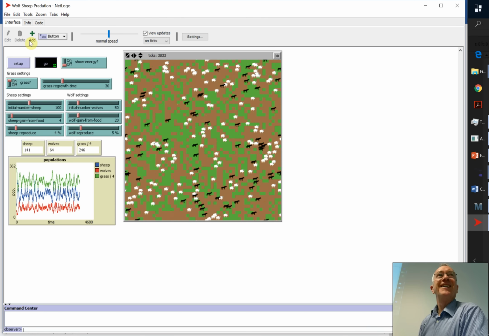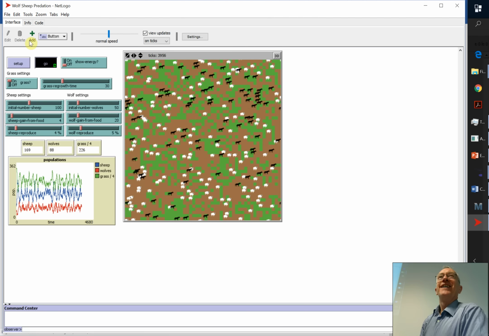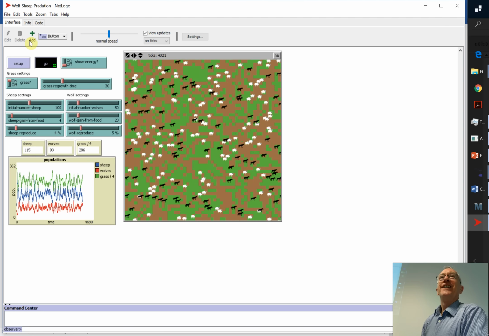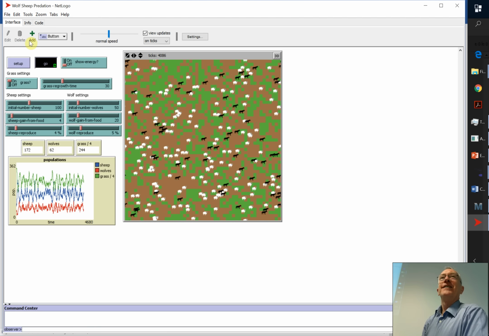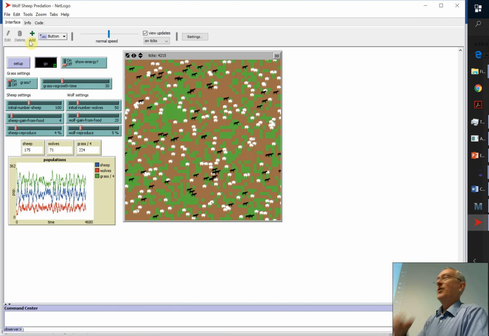You know, so yeah. Kill half the wolves. What does it do? Will it stay within its stable parameters, or return to them slowly, or will it explode out?